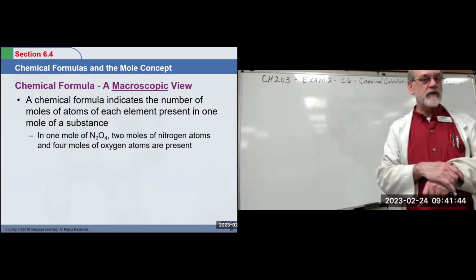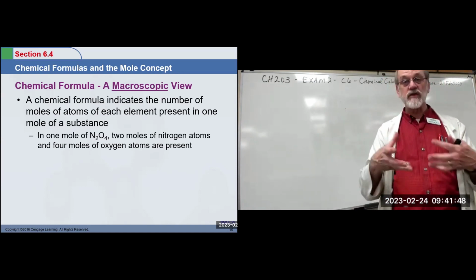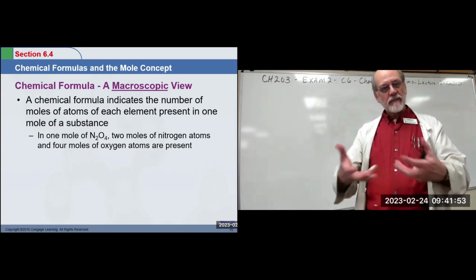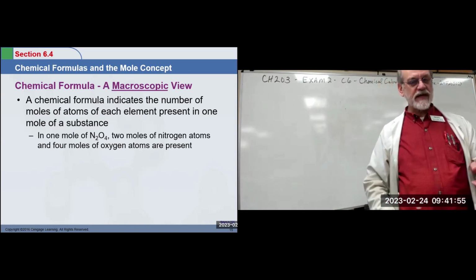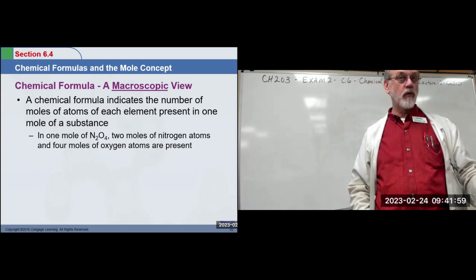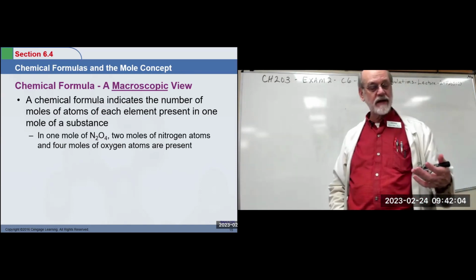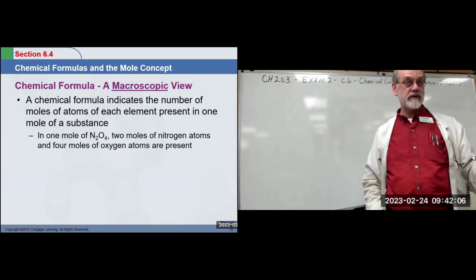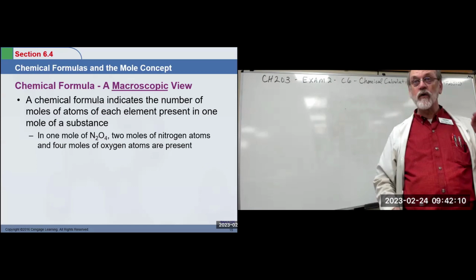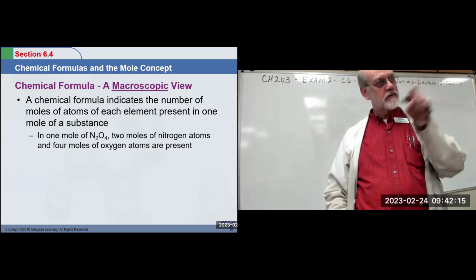The macroscopic view is something that we can get hold of. In other words, we can measure the mass of it. We have enough of those atoms to make a mole. So what we're saying is that 1 mole of these molecules, N2O4s, is what we now have, and we can say something about that. We have 2 moles of nitrogen and 4 moles of oxygen, right? So for every 1 mole unit of N2O4, you have 2 moles of nitrogen, 4 moles of oxygen.